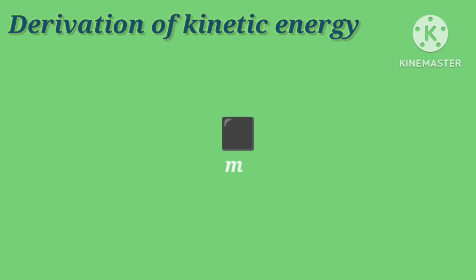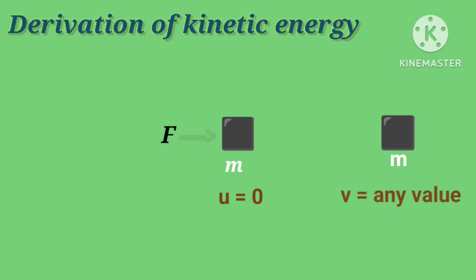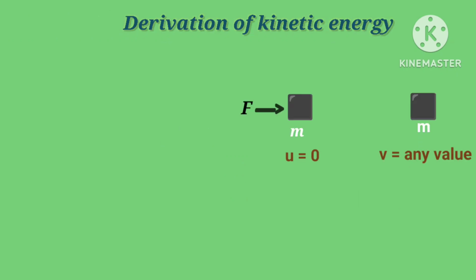Suppose an object of mass m is placed on a surface. Before applying force, its initial velocity, which is u, is 0, and after applying force, the object gets some velocity. Let's take that velocity as v. In this case, u is the initial velocity, which is 0 because the object is at rest, and v is the final velocity, which can take any value after applying force.